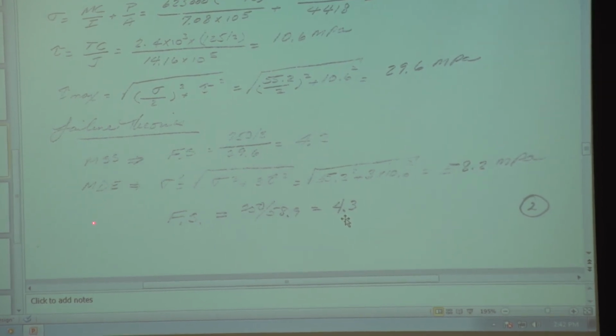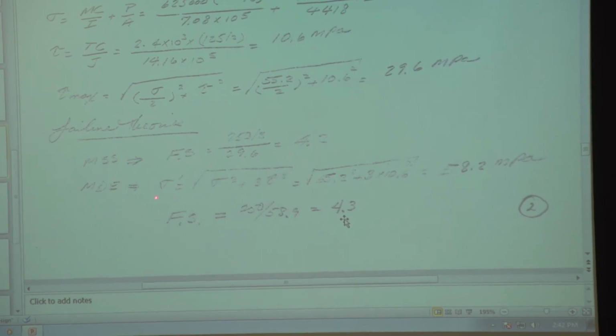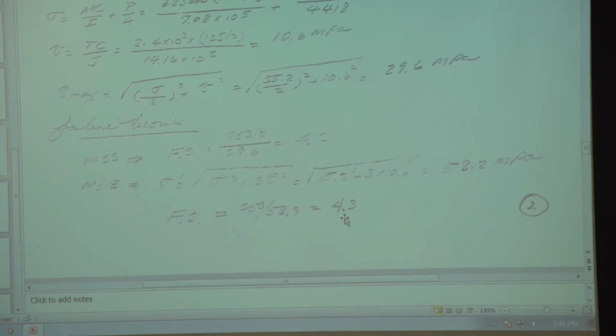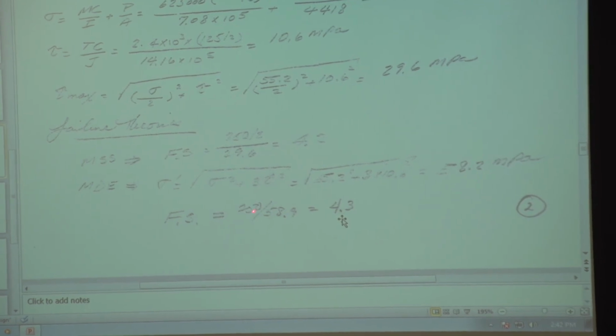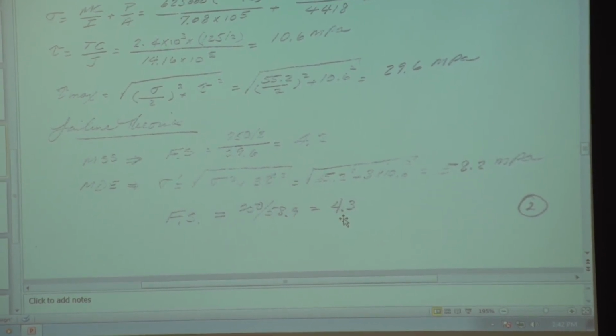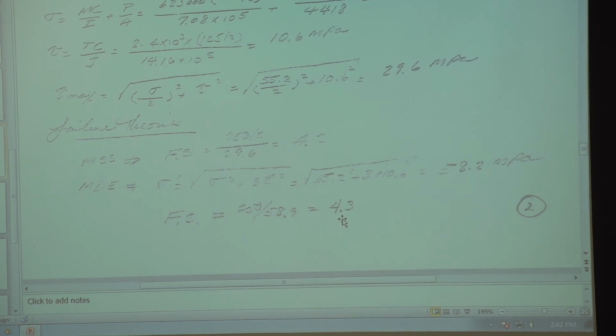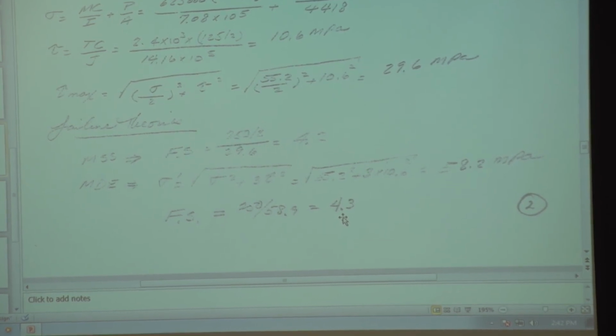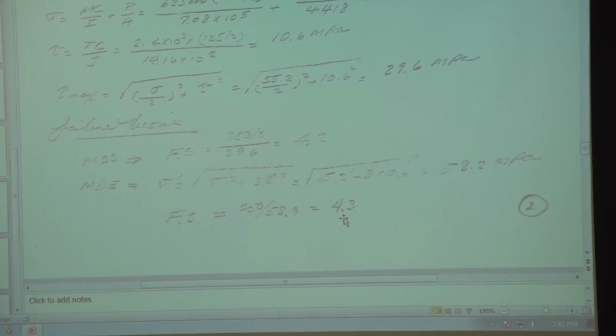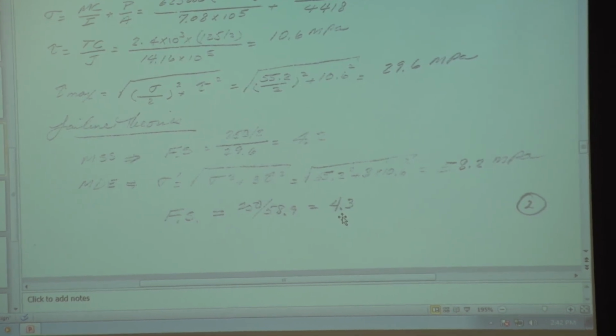To use the maximum distortion energy theory, we find the von Mises stress. For this special case it is the square root of sigma squared plus 3 tau squared, 58.2. We divide the yield strength by that, we get 4.3. Notice that the two are very close to one another, but the factor of safety from von Mises is a little bit larger than that due to maximum shear stress, because maximum shear stress is more conservative. Okay? Any questions?